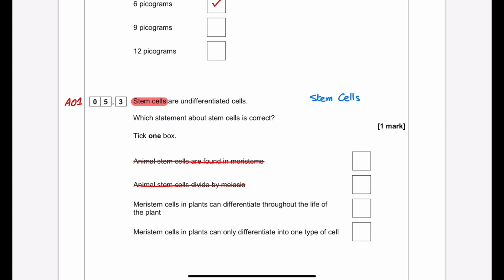Meristem cells in plants can differentiate throughout the life of the plant. It is correct information, but we will see the next option. The meristem cells in the plant can only differentiate into one type of cell, which is not the correct option, because they can differentiate into the roots, the shoots, or the leaves. Therefore, the growth of the plant takes place throughout its life. So this is not the correct information. The correct option is that meristem cells in plants can differentiate throughout the life of the plant.